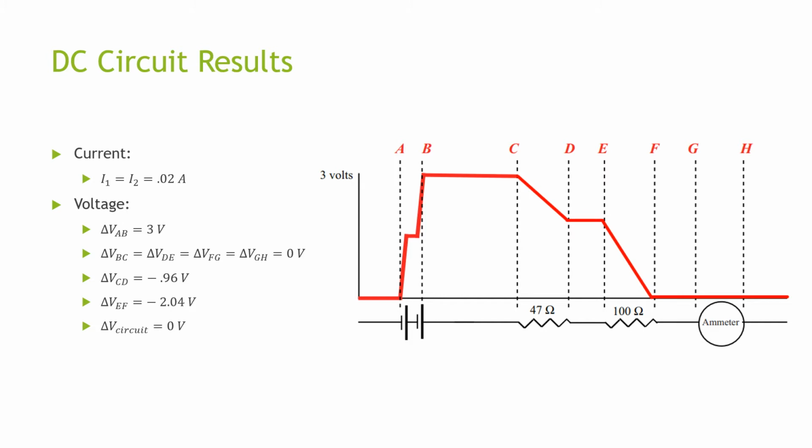The change in voltage across the circuit measured using a voltmeter can be seen on the right. The battery has a positive slope as the battery increases the voltage by 3 volts. The wires and ammeters all have slopes of 0 because there is no change in voltage in these portions of the circuit, meaning that the delta V is 0. The first resistor has a negative slope due to a change in voltage of negative 0.96 volts, and the second resistor has an even steeper slope due to a change in voltage of negative 2.04 volts.